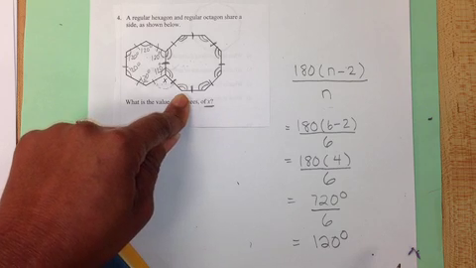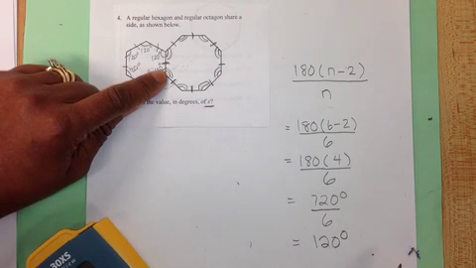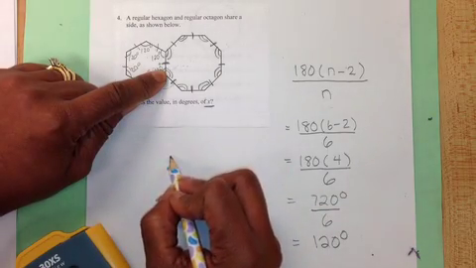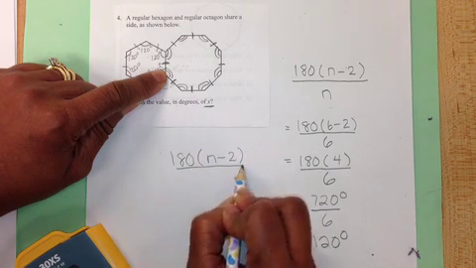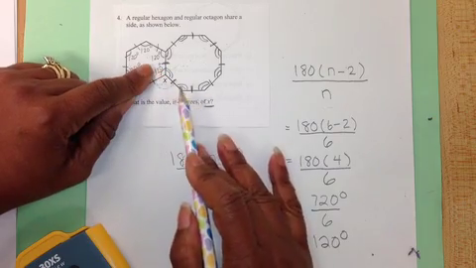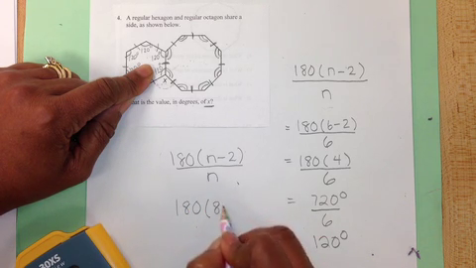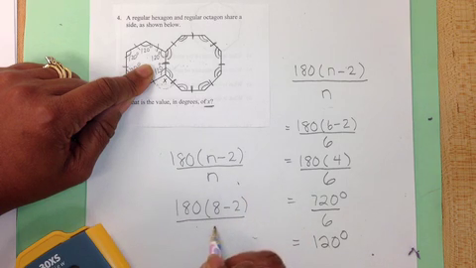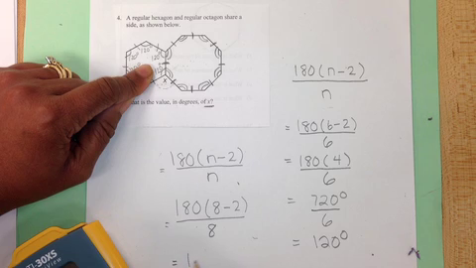Now we need to do the same thing for my octagon. I will need to find the measure of an interior angle, so I use the same formula: 180 times the quantity of n minus 2 divided by n, where n represents the number of sides. And in an octagon, we have 8 sides. So that's 180 times the quantity of 8 minus 2 divided by 8. Using my rules for order of operations, I do parentheses first. 180 times the quantity of 8 minus 2, which is 6, divided by 8.